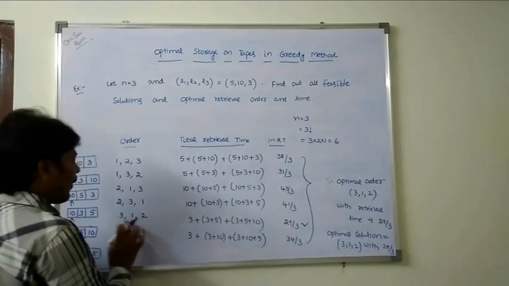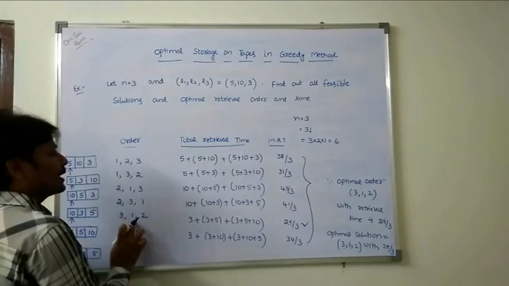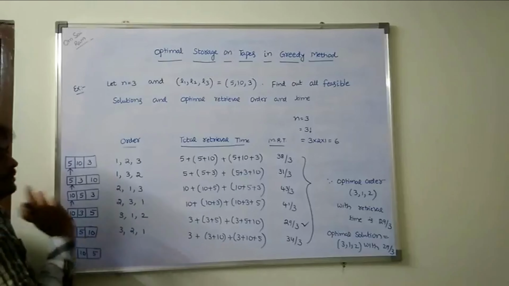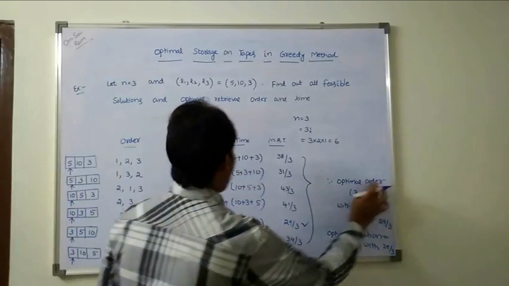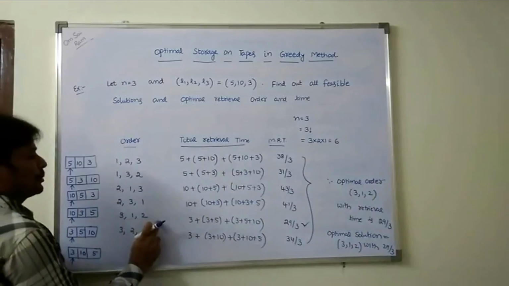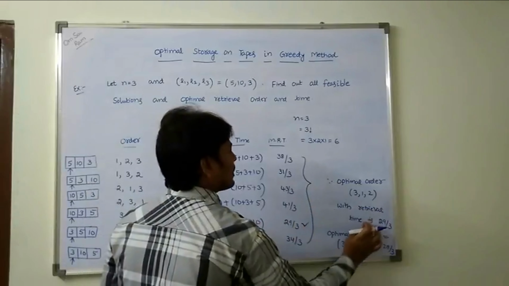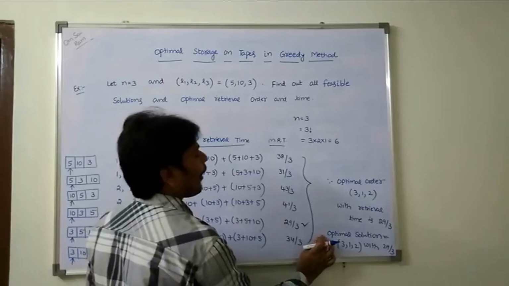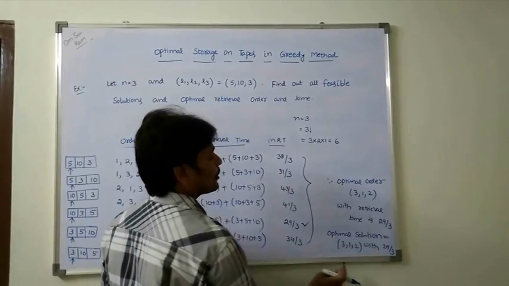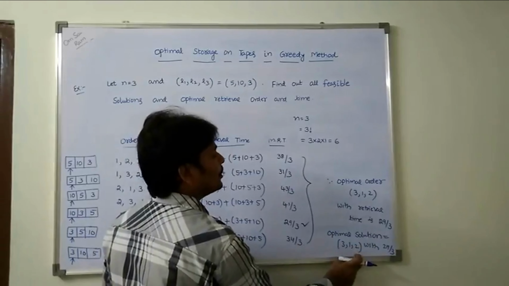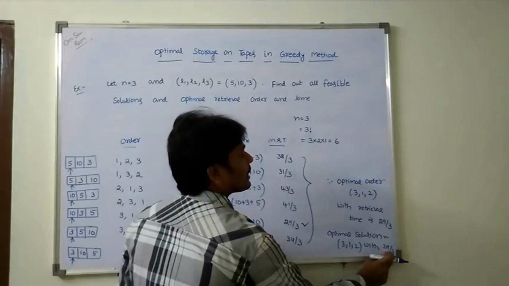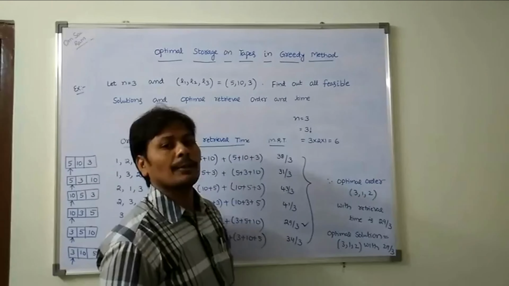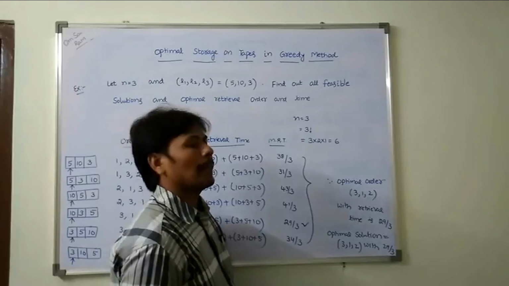The optimal order is 3, 1, 2. That is 3, 5, 10. So the optimal order is 3, 1, 2 with the retrieval time 29/3. So therefore the optimal solution is 3, 1, 2 with minimum retrieval time 29/3. Then we can go for another example problem.